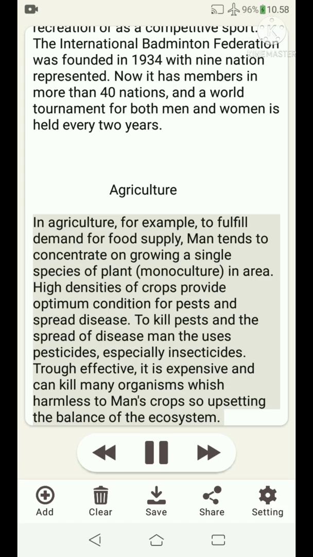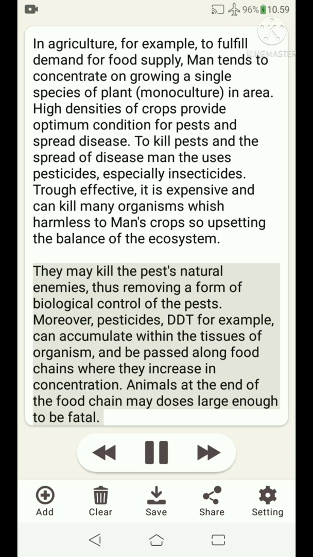Though effective, it is expensive and can kill many organisms which are harmless to man's crops, so upsetting the balance of the ecosystem. They may kill the pest's natural enemies, thus removing a form of biological control of the pests. Moreover, pesticides, DDT for example, can accumulate within the tissues of organisms and be passed along food chains where they increase in concentration. Animals at the end of the food chain may receive doses large enough to be fatal.